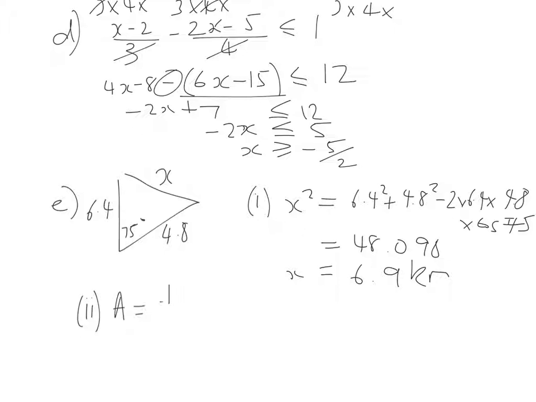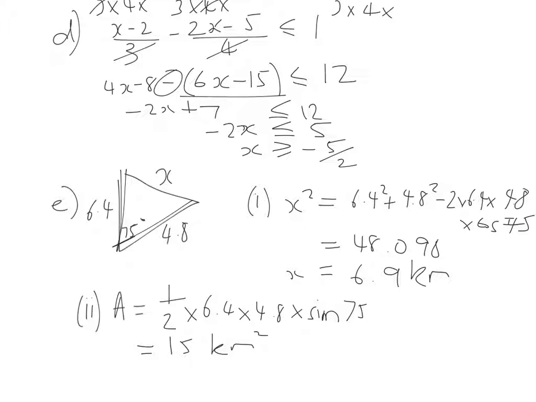Now the area will be half times A times B times sine of the angle in between, which is 75. And we want this to the nearest integer, so we get 14.8, so therefore 15 kilometres squared.